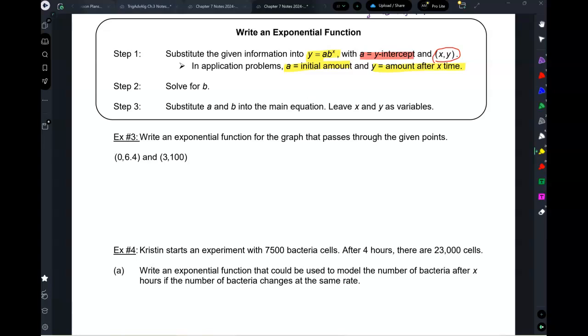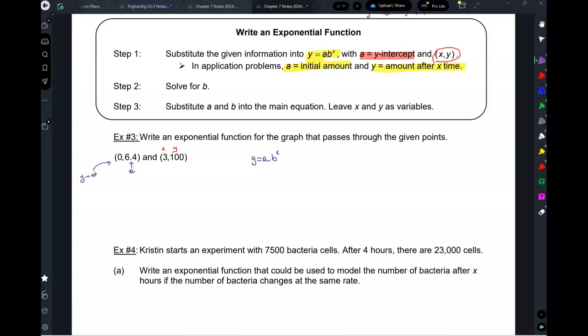So since this is the y-intercept, this value 6.4 is your a, right? That is the y-intercept, and that is the initial amount, okay? And then the other coordinate point can be taken as x and y. Right, so what was our equation? y equals a times b to the x. So remember, we first have to look for the y-intercept, which is this. And then the other one is going to be x and y. All right, so let's go ahead and plug this in.